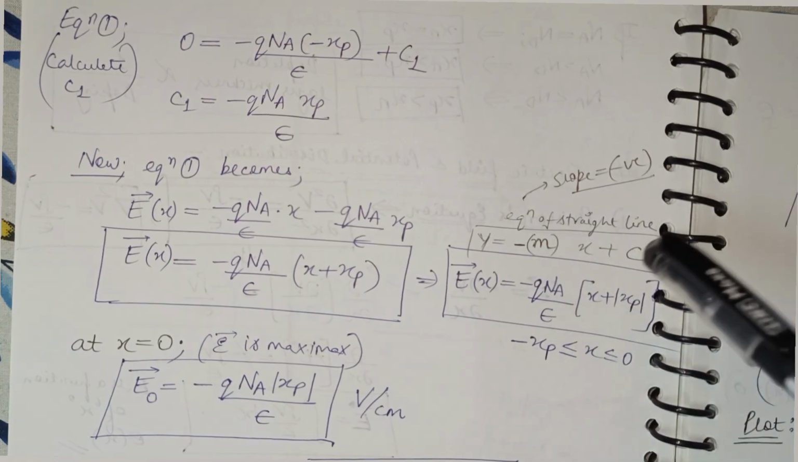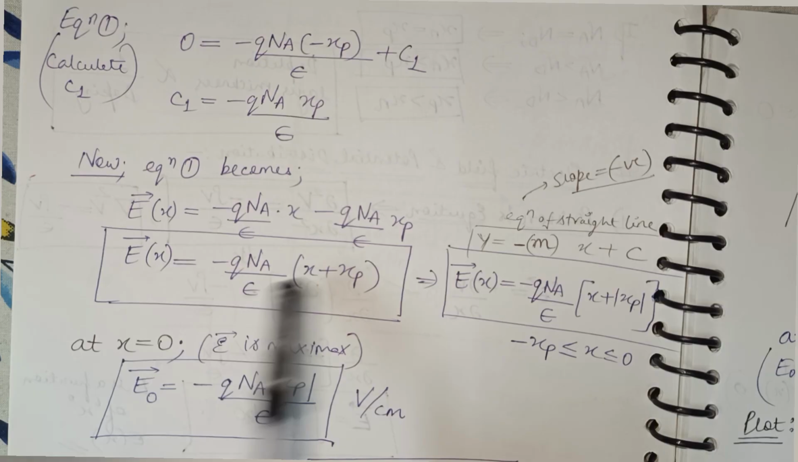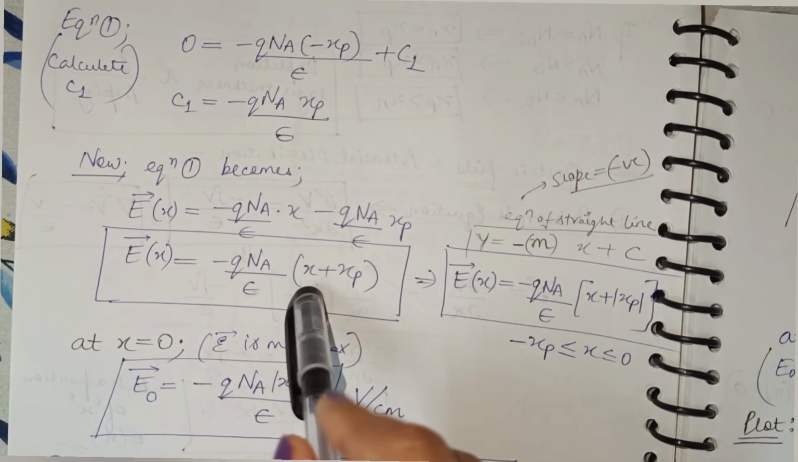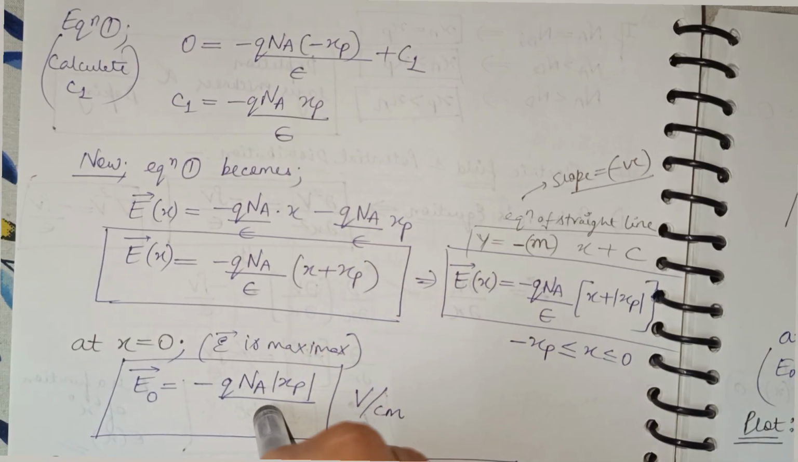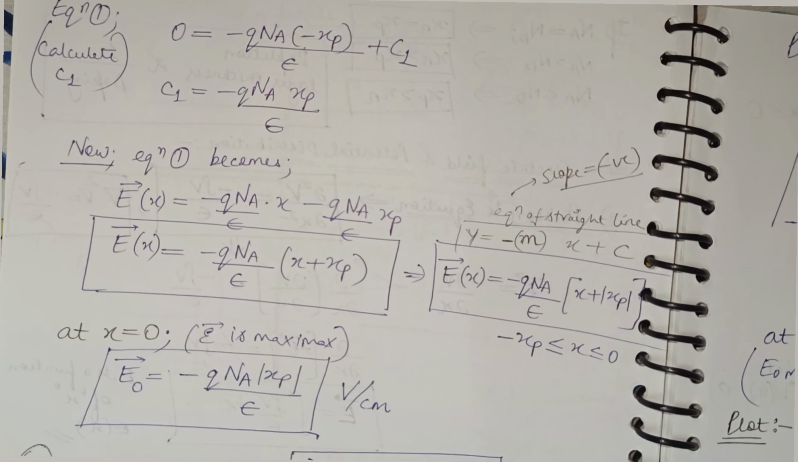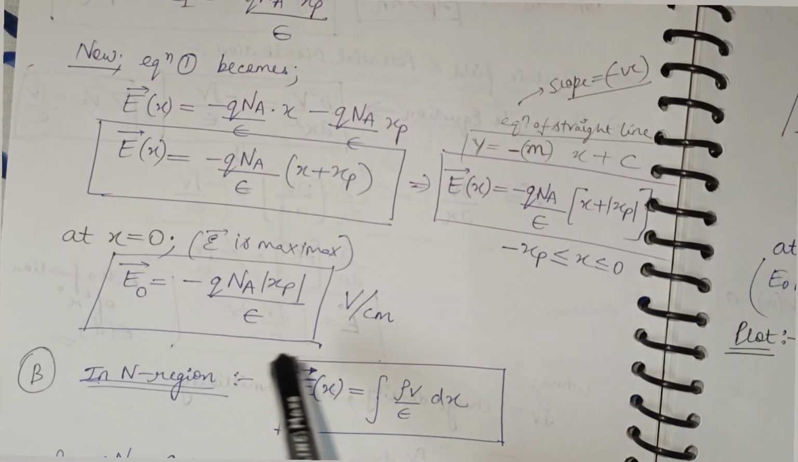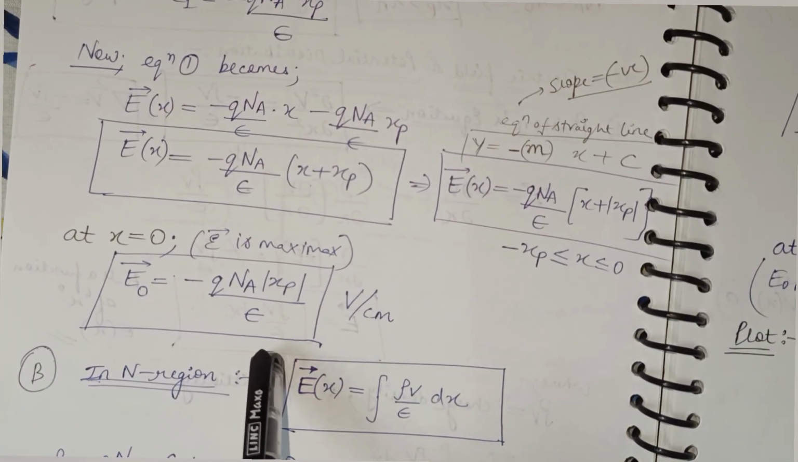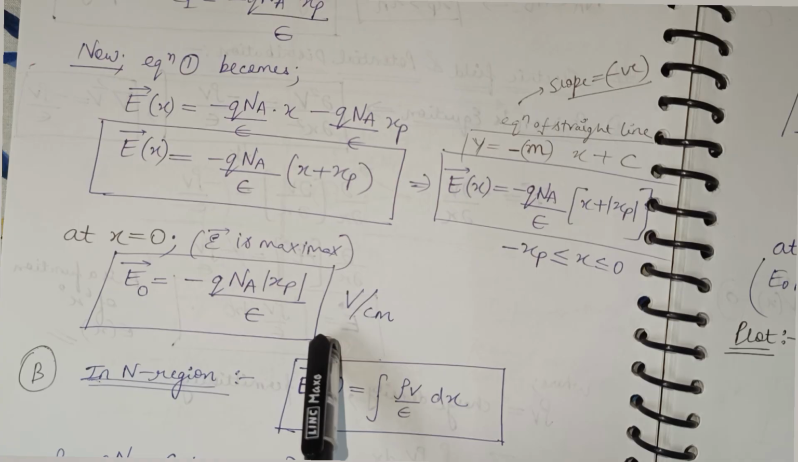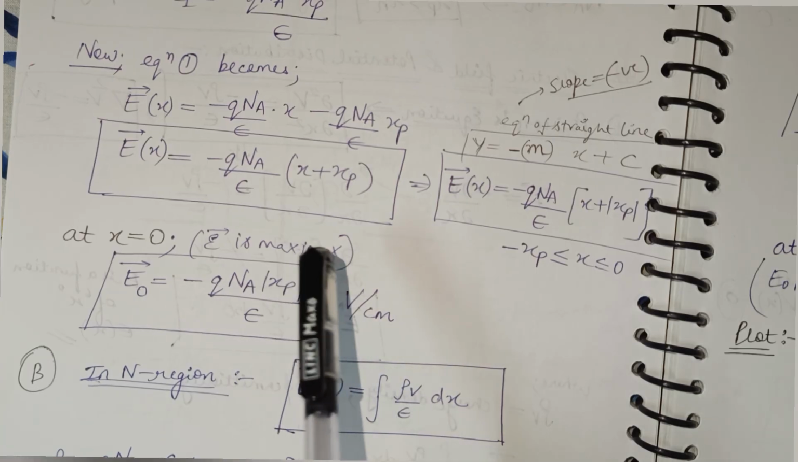Okay, what happens when we put x is equal to 0? Then we will get the maximum electric field, that is E naught. This formula is also very important, minus qNa xp by epsilon. This is very important, but this is for the p region.